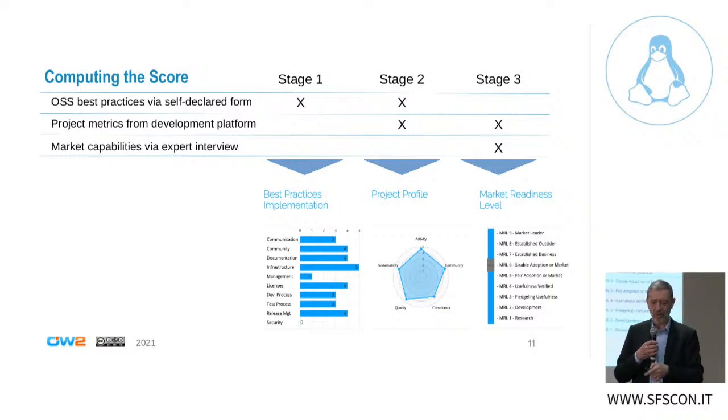And computing the score goes through combining these different stages. So we have the best practices, which is stage 1. Then we combine in stage 2 the best practices with the metrics. And in stage 3, we combine the attributes we derived in stage 2 with the market capabilities. And that's how we reach this composite index. And this composite index helps us position the project.